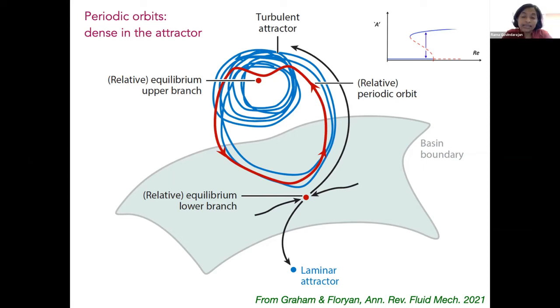Yeah, that's a good question. See, the thing is, this is only a caricature, okay? There are going to be many, many, many of them. And imagine, the turbulence will never live on a periodic orbit or on a relative equilibrium. Turbulence will live arbitrarily close to it. But you're saying the dynamics would remain there for a longer period. Yeah, it would look very similar to what the periodic orbit is showing.